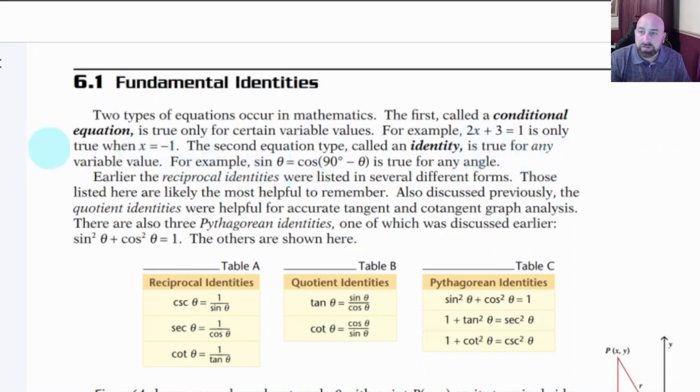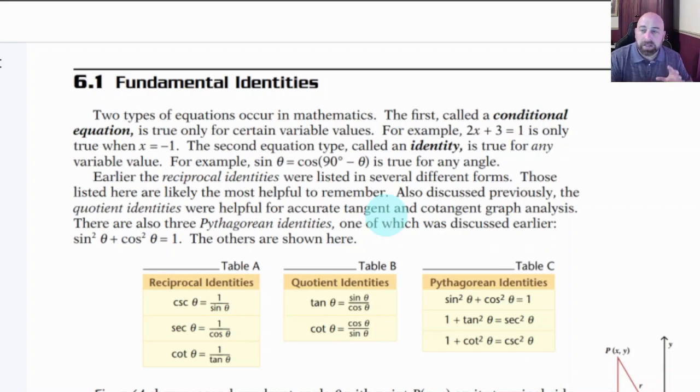A second type is called an identity. An identity is true for any variable value. So in other words, whatever you plug in, it gives you that same thing. So, 4 plus 1 equals 2 plus 3. That's an identity because they both equal 5. And so like 4 plus a equals a plus 4. That's an identity. It's just switched around, so it means the same thing. Here in precalculus, we are going to be talking about a lot of different identities.